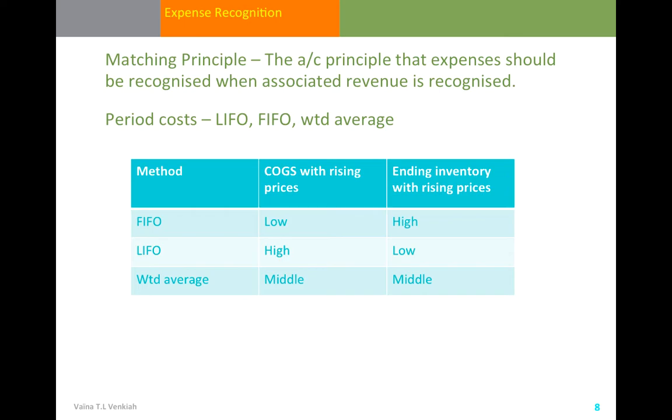Okay, so let's understand what happens. So usually with rising prices, if you're doing FIFO, first in, first out, you have lower cost of goods sold with respect to ending inventory. If you are doing last in, first out, you have higher cost of goods sold with respect to ending inventory. And the weighted average is actually a middle value for cost of goods sold and ending inventory.